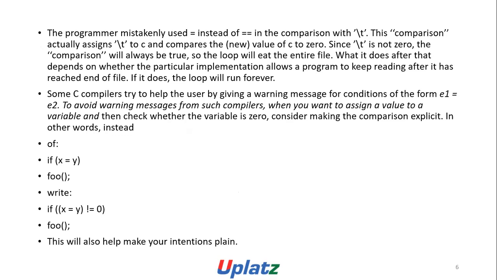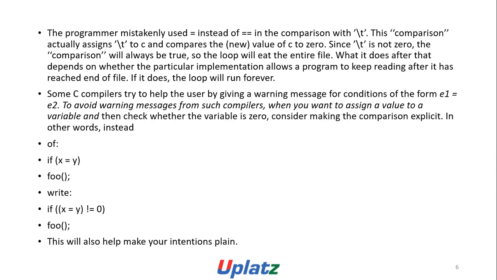This comparison actually assigns a \t to C and compares the new value of C to 0. Since \t is not 0, the comparison will always be true, so the loop will hit the entire file. What it does after that depends on whether the particular implementation allows a program to keep reading after it has reached the end of file. If it does, the loop will run forever.